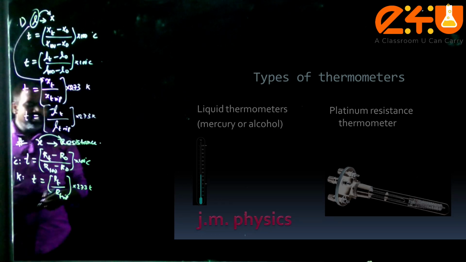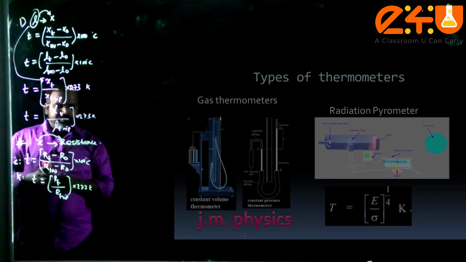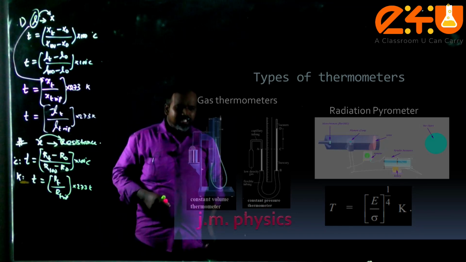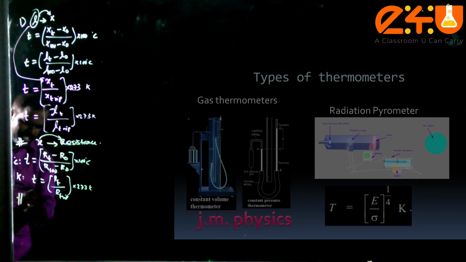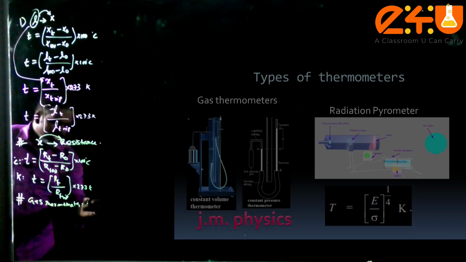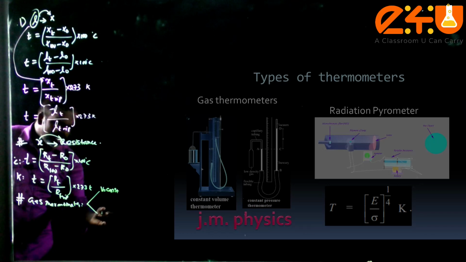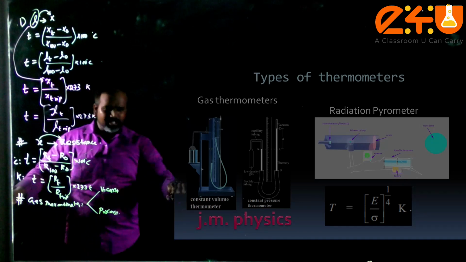Suppose you are using the Kelvin scale. The next slide is about gas thermometers, because in a gas we can say that the volume or the pressure may change with respect to temperature. Therefore, in a gas thermometer, two cases are there. We can keep the volume constant, or we can keep the pressure constant. The first diagram shows the constant volume thermometer.